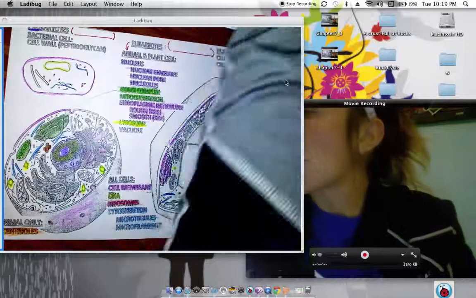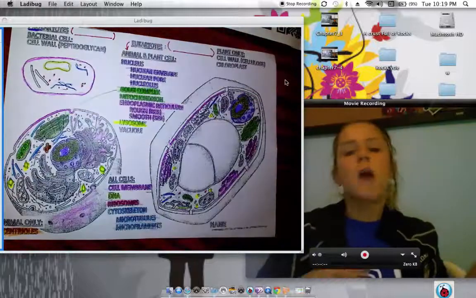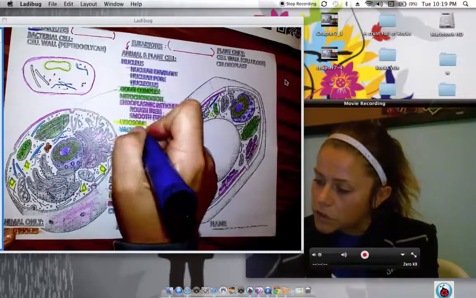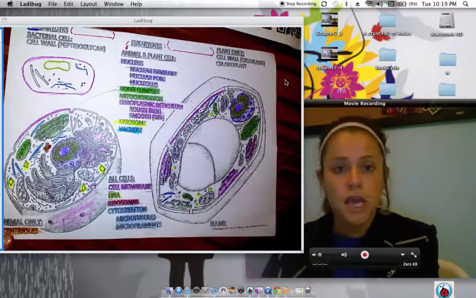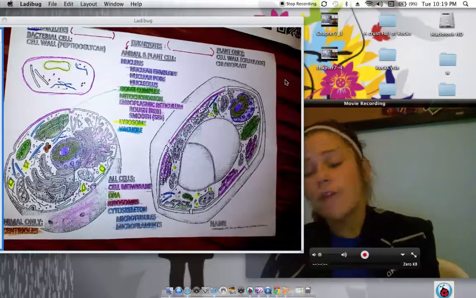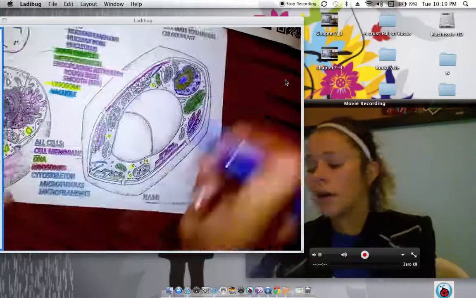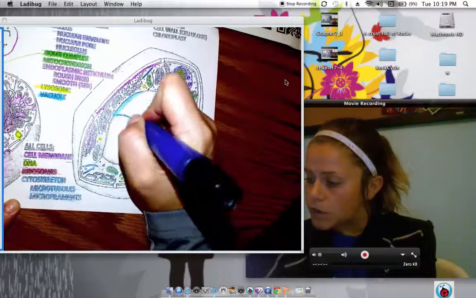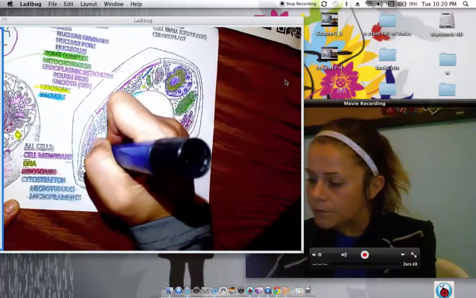here's blue. So I'm going to color in the vacuole blue, because the vacuole is going to store water and minerals. And so in a plant, the vacuole has a really important function. The vacuole is going to be central. So this whole thing right here is vacuole.